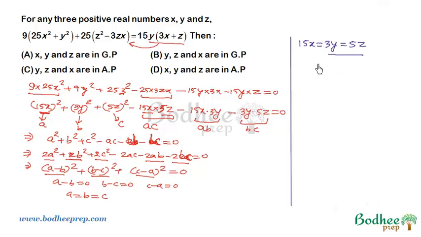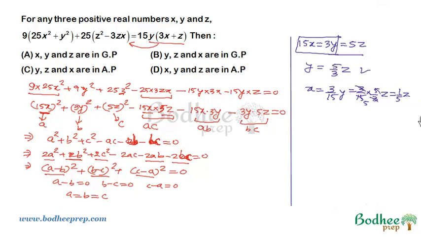So if I take these two equations, then the value of y would be 5 by 3 times z. And if I take these two equations, then x would be 3 by 15 times y, and substituting the value of y from here, I can write it as 3 by 15 into 5 by 3 times z, or further simplification, I can write it as 1 by 5 times z. Now observe closely that 1 by 3 times z and 5 by 3 times z, if I add them, it will become 2z.